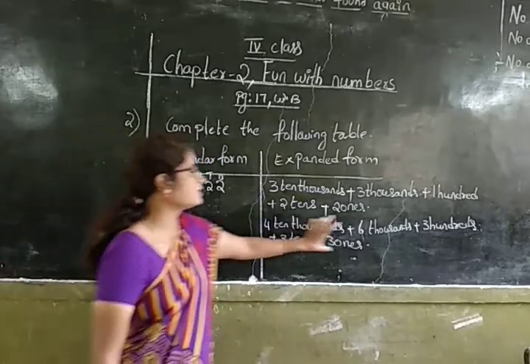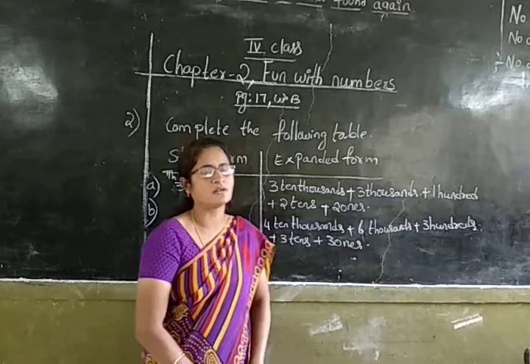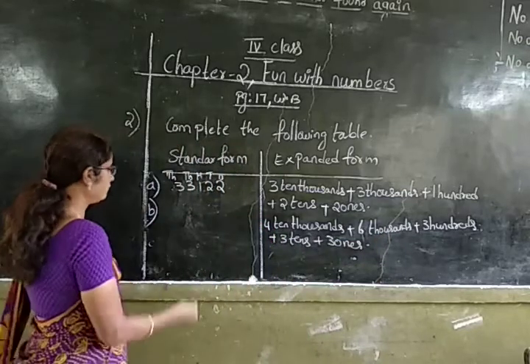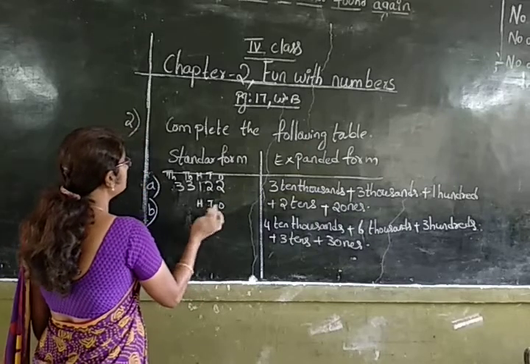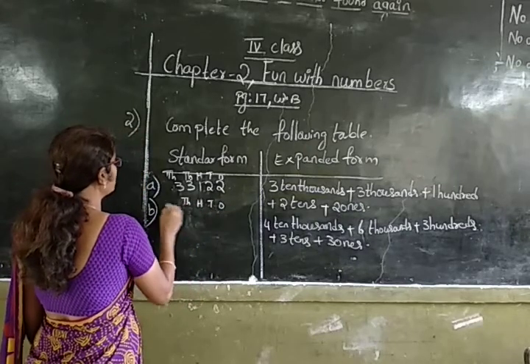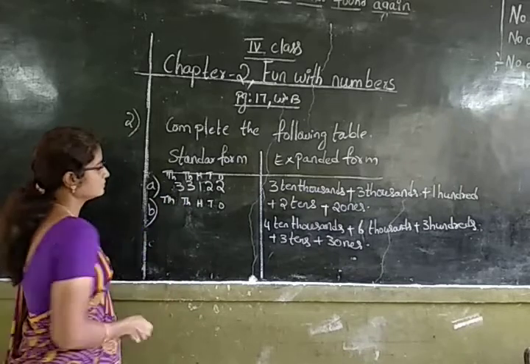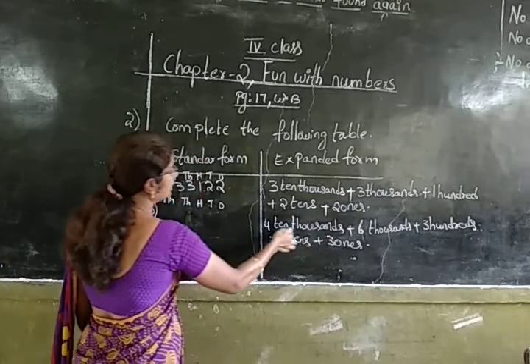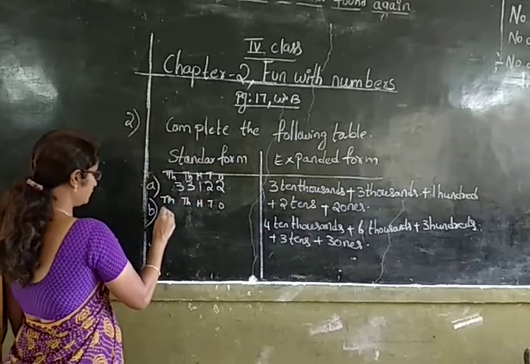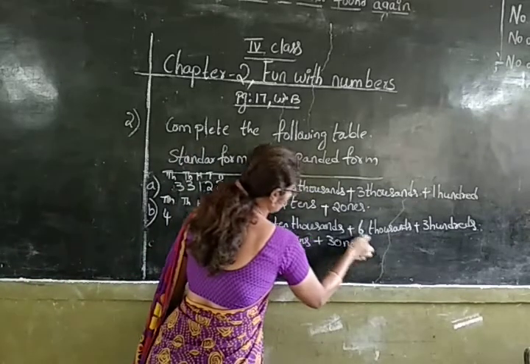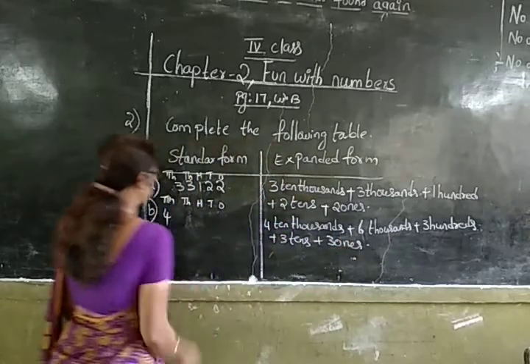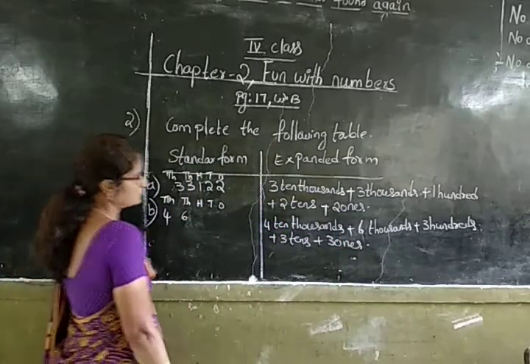Here what is given? Here the expanded form is given. Now you have to write the standard form. For it, first you have to write the places. Ones, tens, hundreds, thousands, 10,000s. Which number is in 10,000s place? 4. So you have to write 4 under 10,000s place. Which number is in thousands place? 6. So you have to write 6 under thousands place.